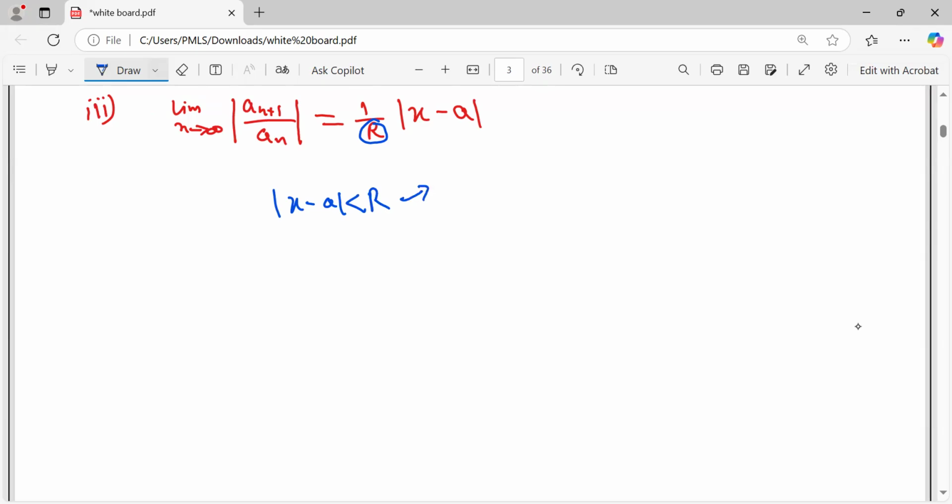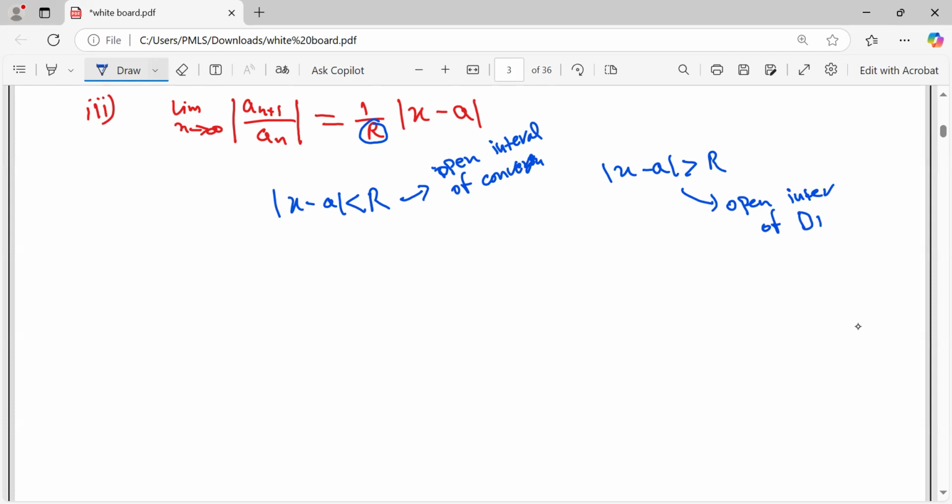That will give us the open interval of convergence. And if we solve for the opposite inequality, this will give us the open interval of divergence.